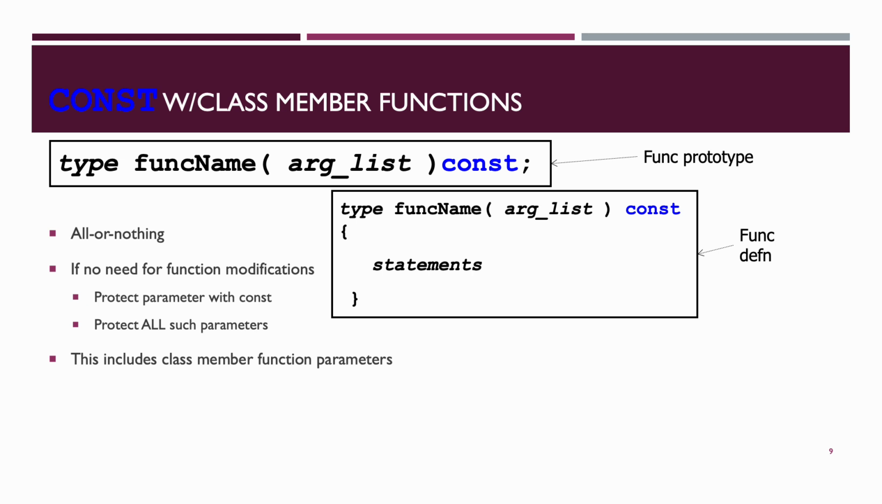The constant keyword at the end ensures that the function cannot alter any member variables. When we define the function, the constant keyword remains as shown in the function definition box on the right. If you see, type, function, argument list, constant, and then inside we have statements.